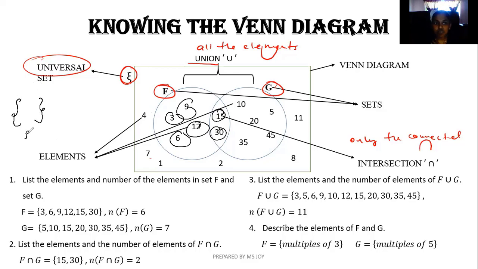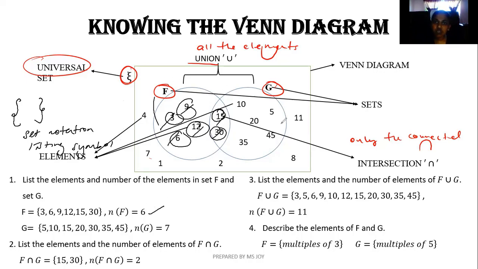This symbol's name is set notation, the listing symbol. They call it that way, but they don't ask you the name of the symbol. I'm telling you for your own reference, so no need to memorize all these names. And then we can also count the number of members inside the family. So in family F, the number of members is 1, 2, 3, 4, 5, 6. So there are 6 family members inside F.